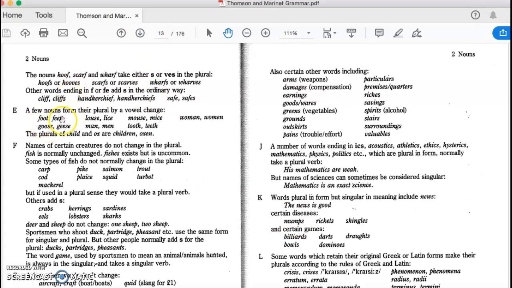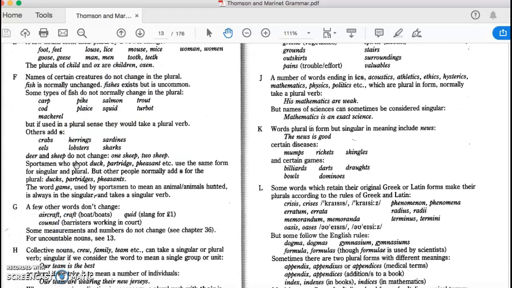A few nouns form their plural by changing a vowel within the noun. You have to learn them by heart. Foot, feet, goose, geese, louse, lice, man, men, mouse, mice, tooth, teeth, woman, women. Child has the plural children, ox has the plural oxen.